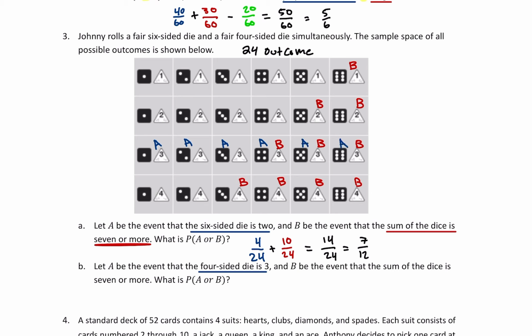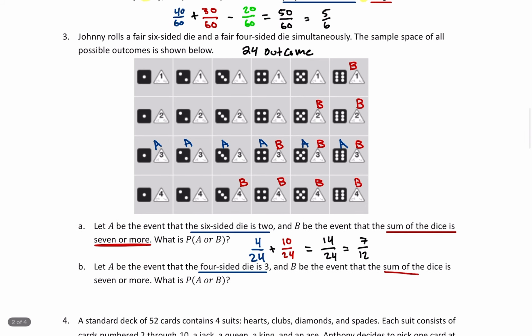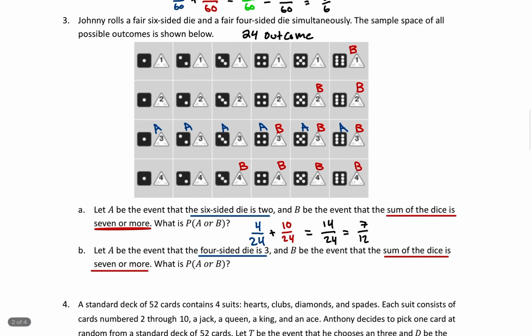And now it says let B be the event that the sum of the dice is 7 or more, right? Okay, so that one actually didn't change. So I don't have to erase my B's and move them around. That's going to be the exact same. Okay, now that I've got my A's and B's on my picture, I'm just going to set up my probabilities. Okay, how many A's do I have? Well, if I count them up, I have 6 out of 24 have an A. Okay, I'm going to add that to how many B's I have.